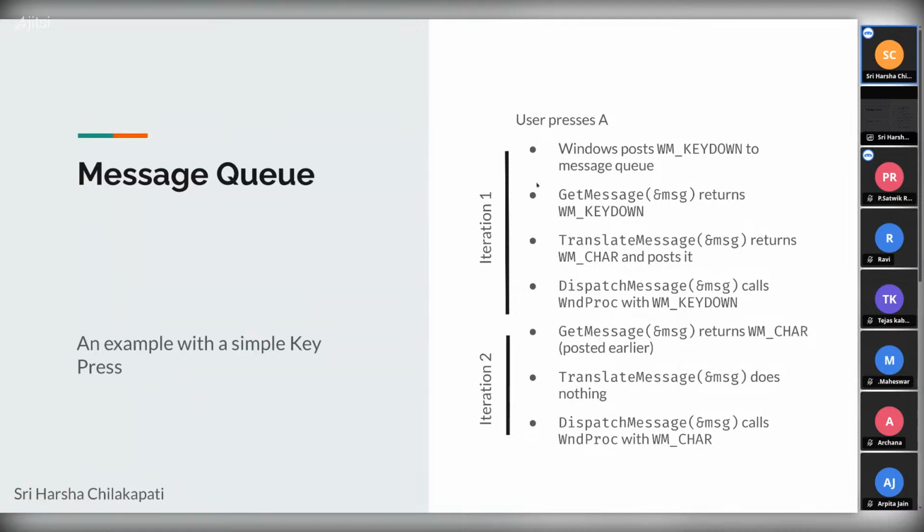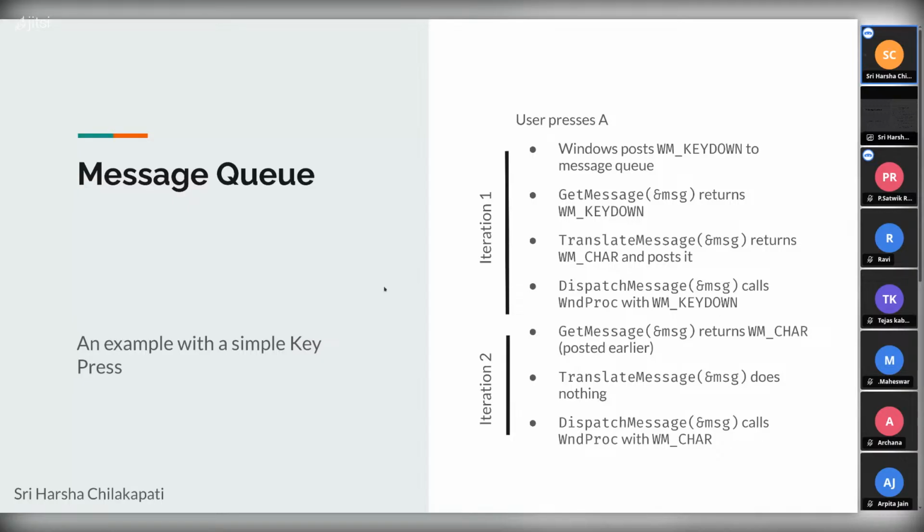That is the first iteration of GetMessage. Once DispatchMessage is done, we have already removed this first key down event from the queue. Now the queue is empty. While TranslateMessage was happening, it created one more WM_CHAR event and posted it back to the queue. So in the second iteration, GetMessage will get the WM_CHAR posted by TranslateMessage. Now translate doesn't do anything, it isn't required. DispatchMessage calls with the character event.